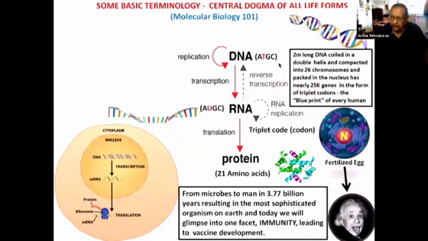And they're all grouped into triplets, 3 bases together. Each triplet will sort of code for 1 amino acid. Now we have 21 amino acids that we use in our system. These amino acids are the ones that form proteins. And proteins are the building blocks of our body.